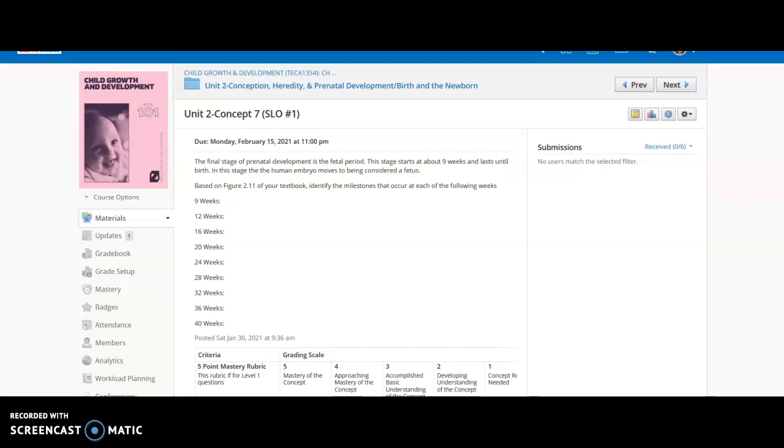So take that picture at 2.11 and make note of the different milestones they're talking about that occur at each stage of development during the fetal period, from 9 weeks to 40 weeks. That is on page 53 of your textbook, and that is what I will be judging the assignment off of. So please don't go off text.